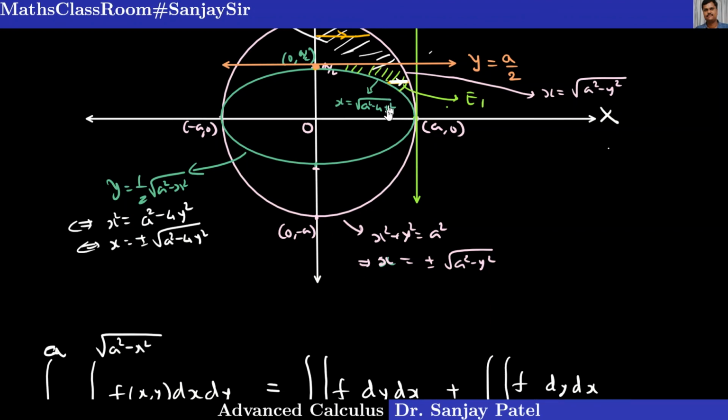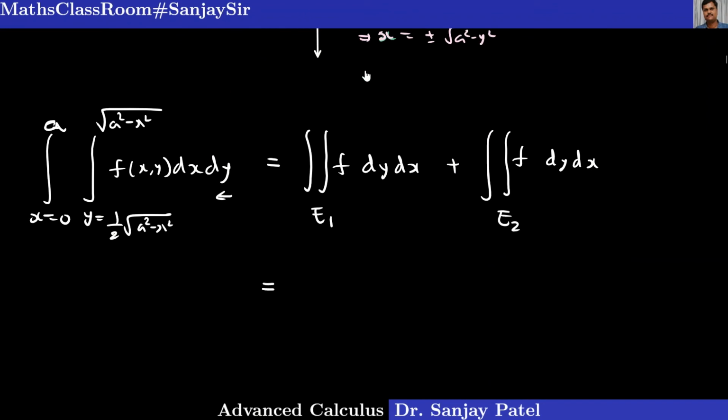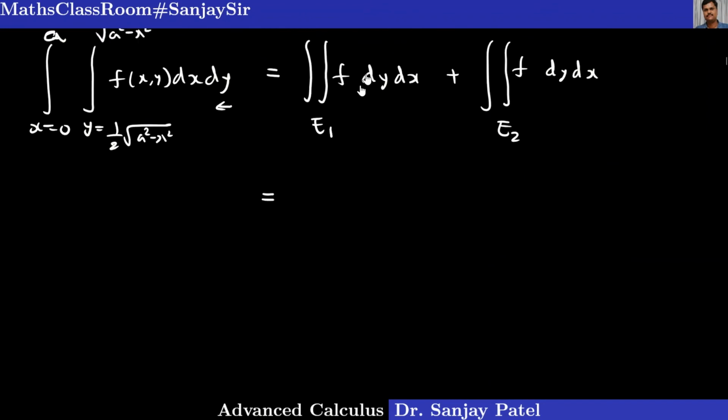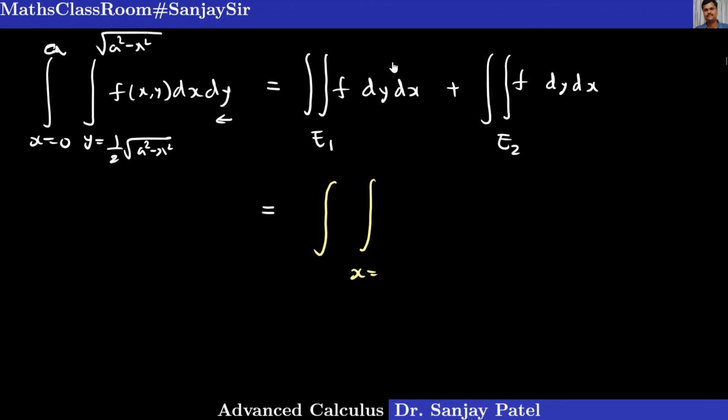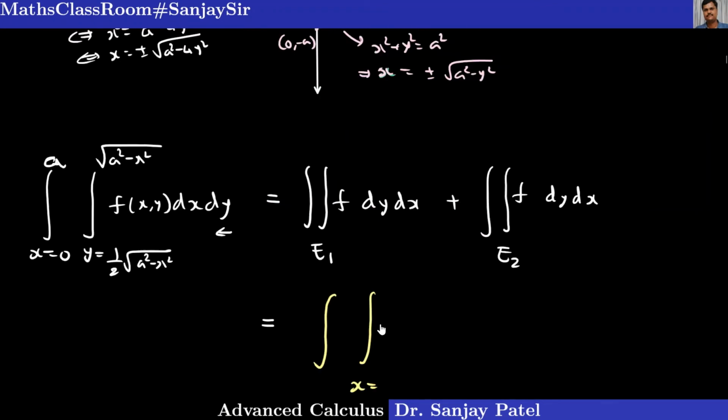Now to find the constant limits of y, let me write down the limits of x first so that you will not make any mistake. So for the region E1, x varies from the ellipse, that is square root of a square minus 4y square, to the circle, square root of a square minus y square. So f of x, y dx dy.